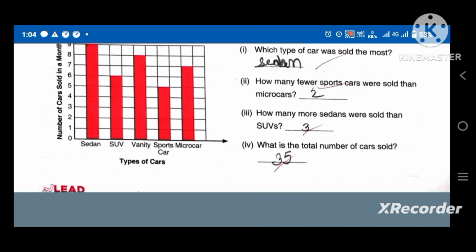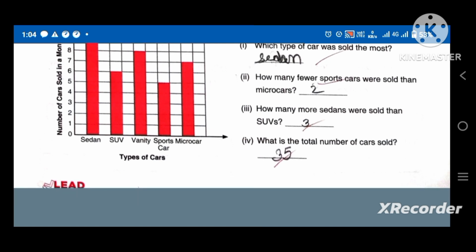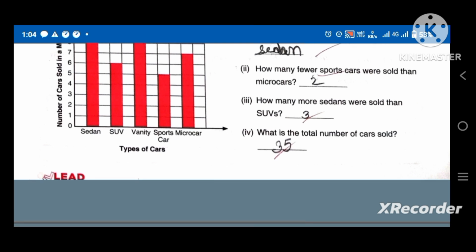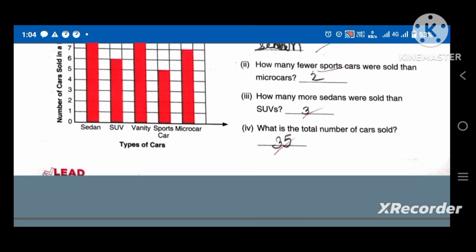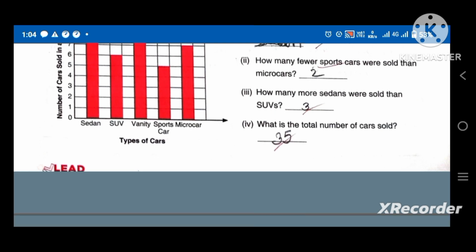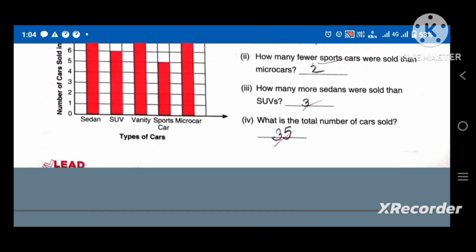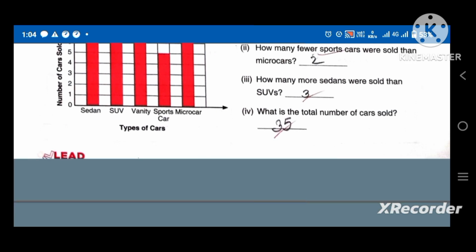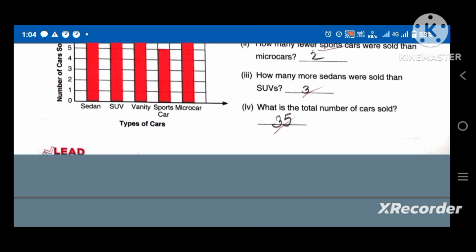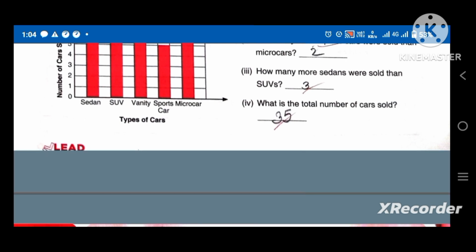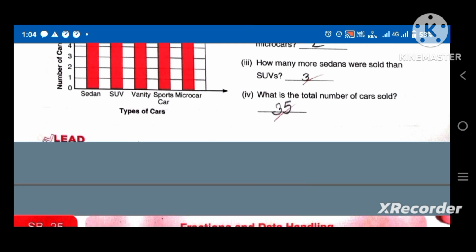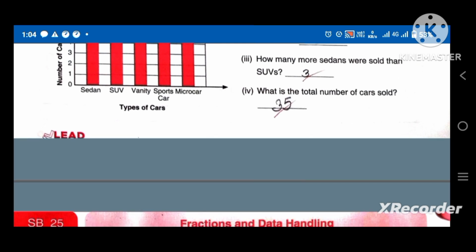Answer is sedan. Second one, how many fewer sports cars were sold than microcars? 2 cars. Third one, how many more sedans were sold than SUVs? 3 more cars. Fourth one, what is the total number of cars sold? Answer is 35.